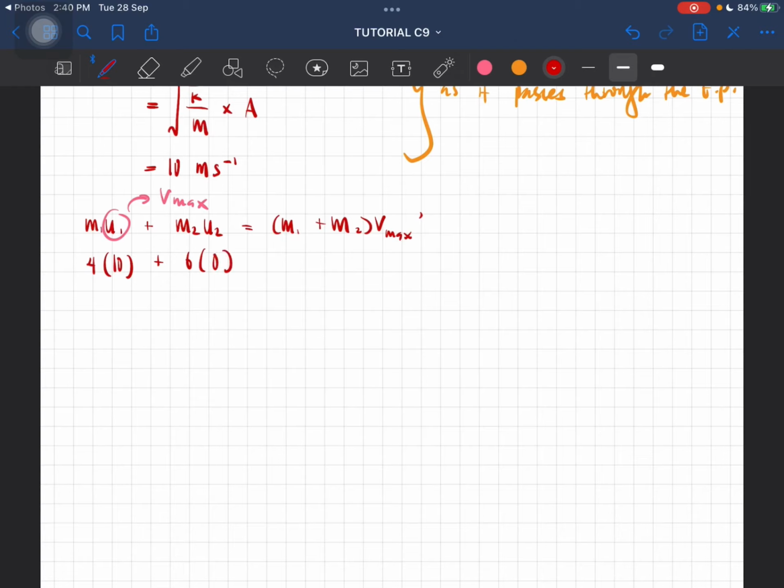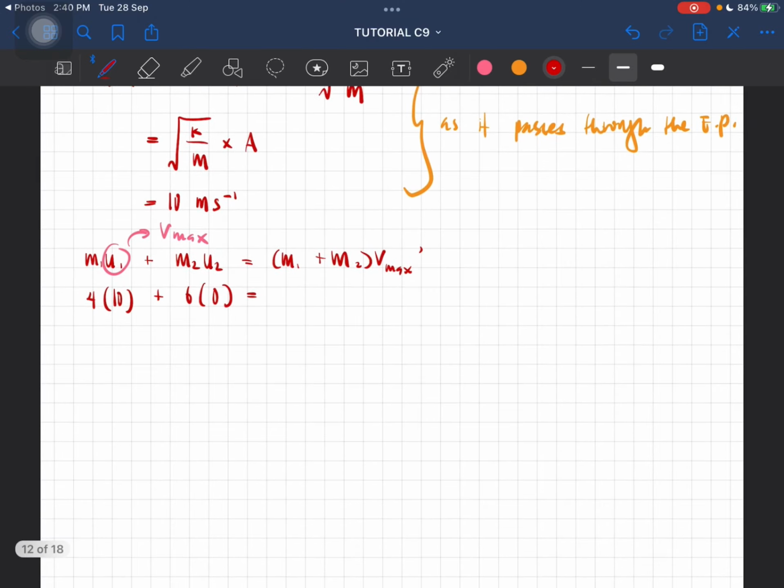The 6 kg object initially has no velocity yet, because it is dropped. So it is not moving yet. Only after that does it have movement, at the time it sticks to the 4 kg object. So this is 4 plus 6. This is the maximum velocity that we have to look for, which is equal to 4 meters per second.